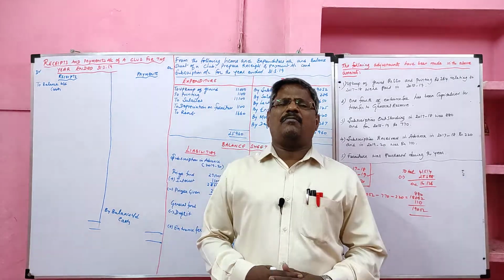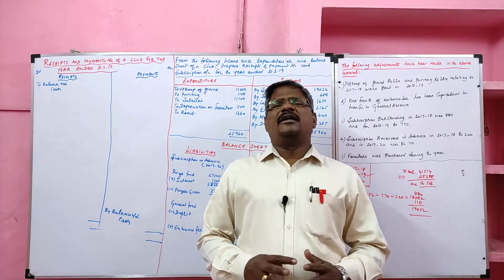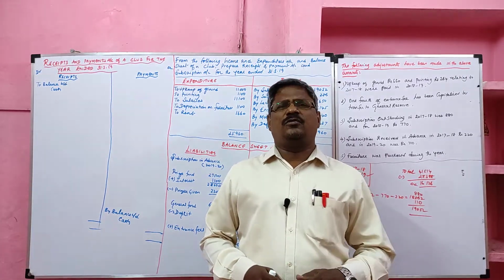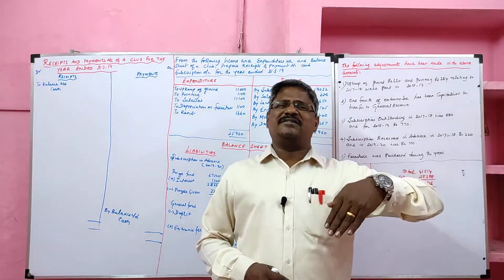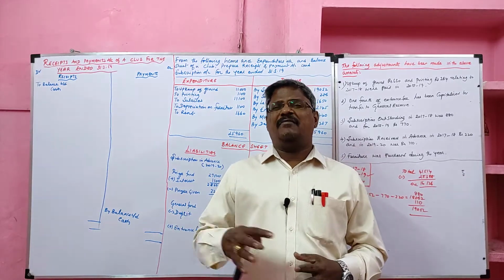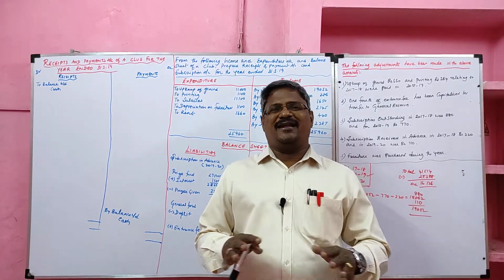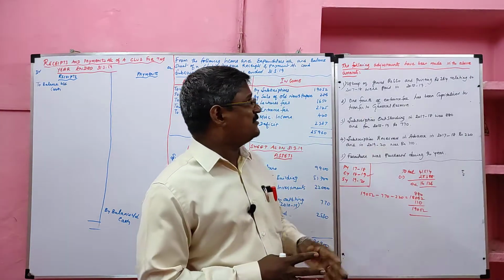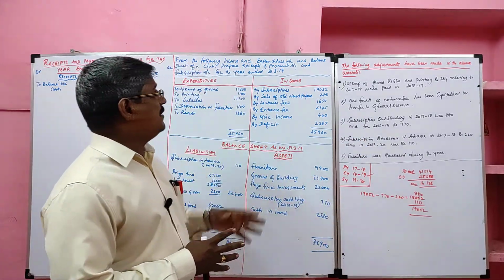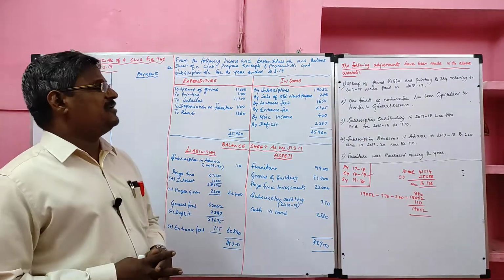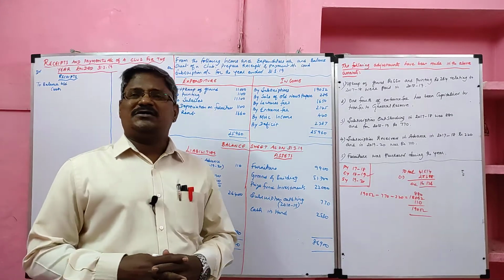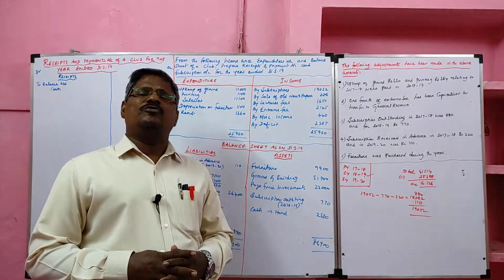Before solving this problem, we should know that receipts and payment account includes previous year, current year and subsequent year transactions, but income and expenditure account includes only current year transactions. Now look at the question. This question I have taken from CA Foundation question paper, which was held in November 2019.